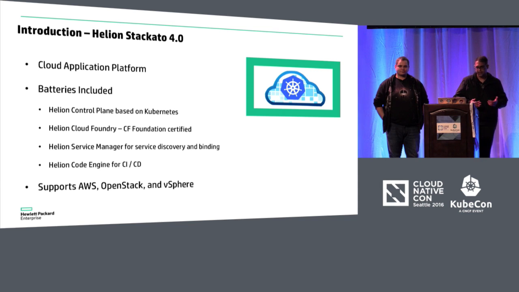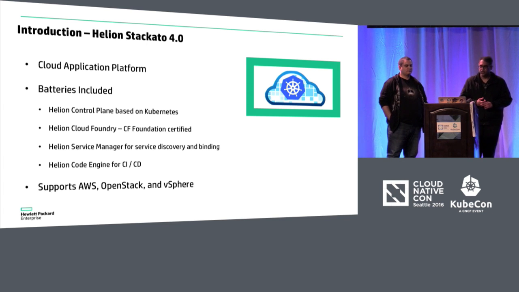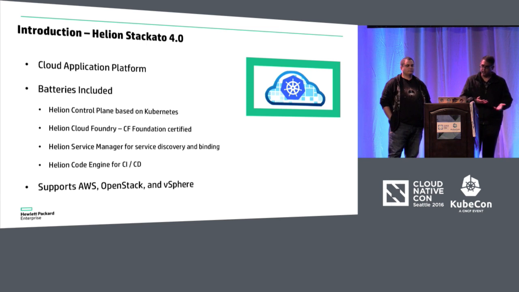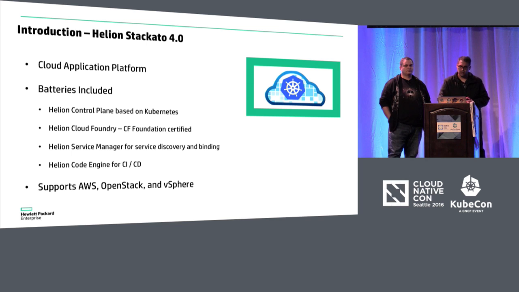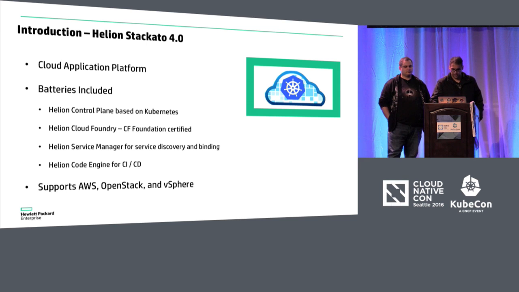I should mention that this particular cloud platform, Helion Stackato 4.0, supports multiple IaaS providers. You can install it on the AWS public cloud. You can install it on OpenStack, including Helion OpenStack, which is an HPE offering. And you can also install it on vanilla vSphere. So if you have a vSphere installed somewhere, you can bring it up there and then install the control plane, the service manager, and all of these applications that we talked about. So enough about Helion Stackato 4.0. Let's dive into a demo.